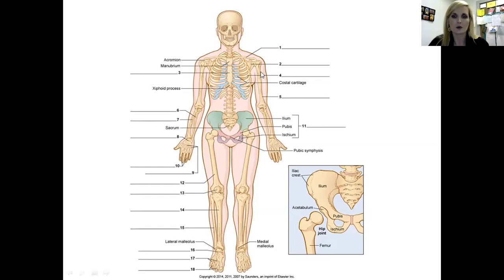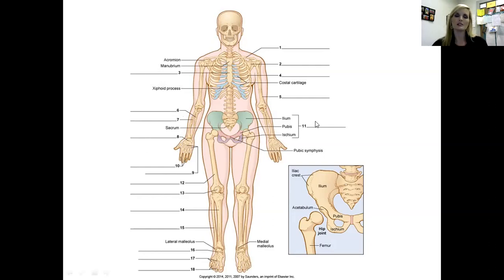Number five, so we're looking at our arm here, number five is the humerus. Number six, over on the right-hand side of this person, 6 and 7 are pointing to the ulna, number 6, and the radius, number 7. Again, remember ulna on the pinky side, radius on the thumb side. Number 8 is the carpals. Number 9 are the metacarpals, and number 10 are the phalanges.